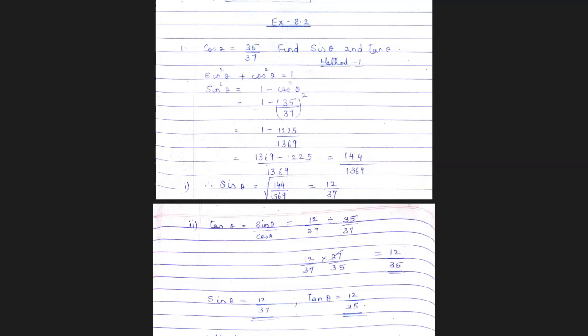Sine square theta is 1 minus cos square theta. Substitute cos theta as 35 by 37. Find the square, take the LCM. You get 144 by 1369. When I find sine theta, you have to find the square root of it, that is 12 upon 37. Tan theta we know is sine theta upon cos theta. So when you divide, you get 12 upon 35. Okay. So this is method number 1.